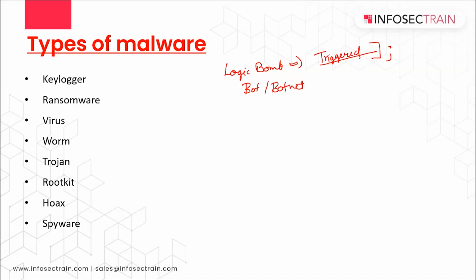It will do whatever you tell it to do, delete a file, run a message or anything, at a specific moment, when a specific event triggers it. For example, if you are using a laptop, whenever you put your laptop on charge, it should go ahead and exploit. Something like that will be the work of the logic bomb. Then there is the bot and botnet.